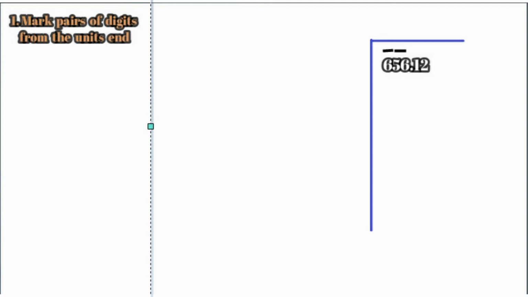What we do is that we mark the pairs separately from the decimal point. From the decimal point towards the ones digit, and after the decimal point, that is from the left to the right, we mark pairs. From the decimal point to the left, we can start pairing. Here we have 6 and 5 as one pair and this 6 alone stands as another pair. Now, we can pair the numbers after the decimal point. So, we have 1 and 2 as one pair.